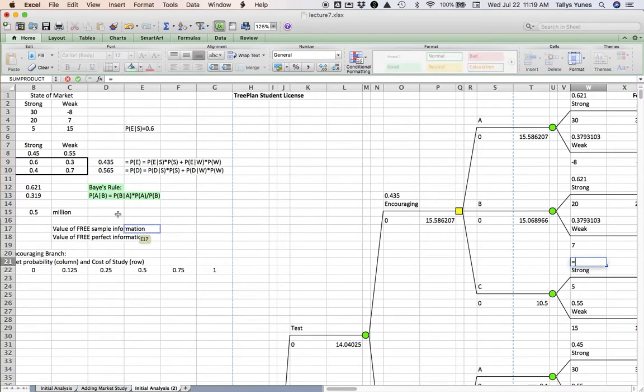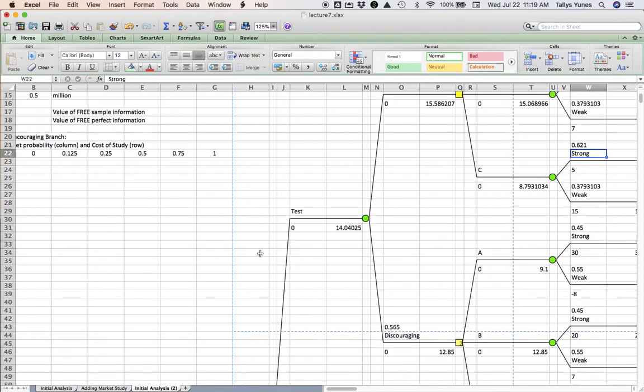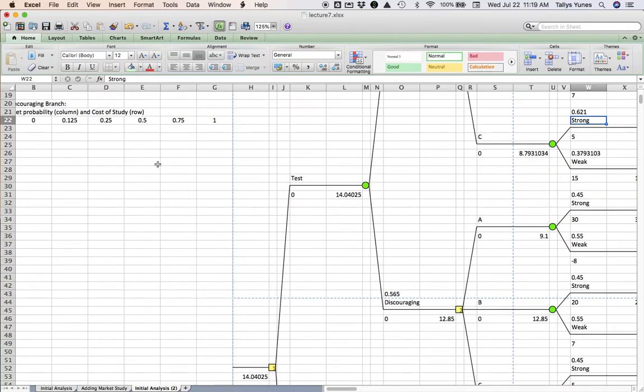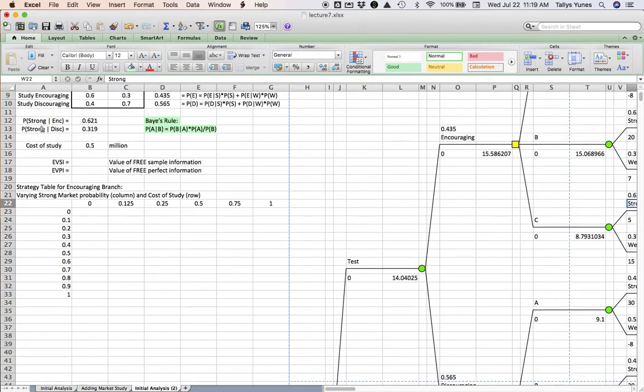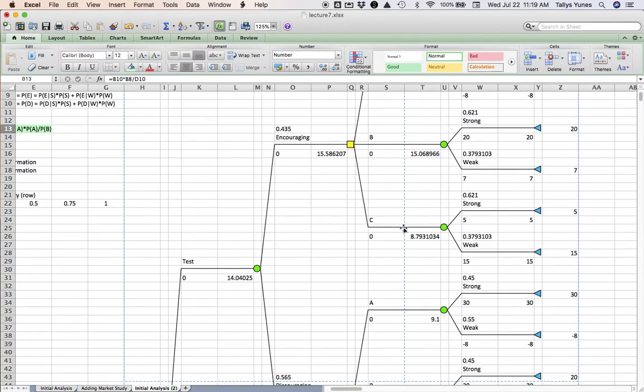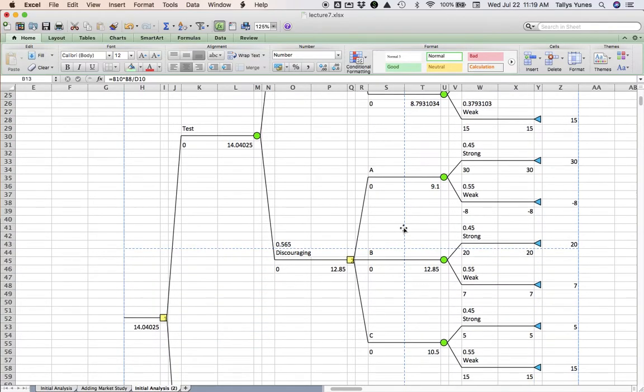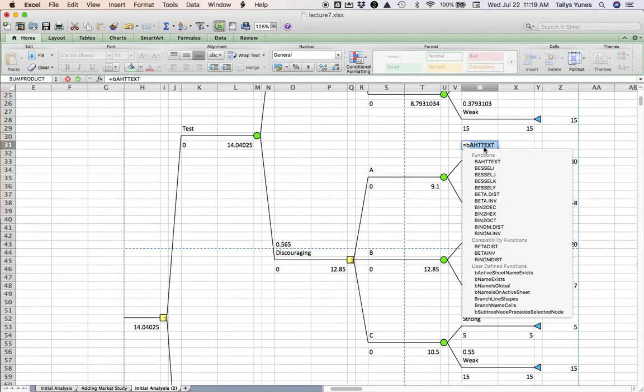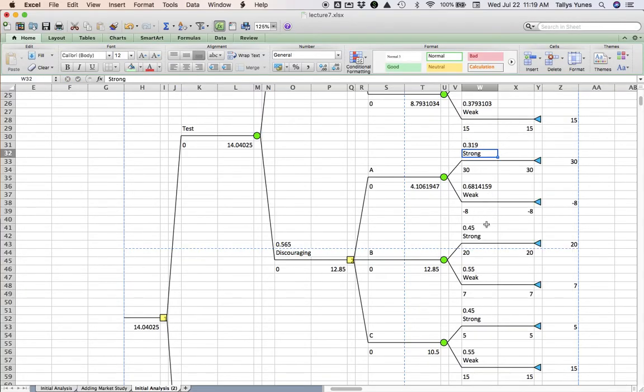Because my choice of strategy is not going to affect the market. Great, so I have updated that. And if the test is discouraging, I just have to change the chance of strong given discouraging, which is in B13. So I'm going to go in there and replace these values by B13. So chance of strong given a discouraging test, B13.